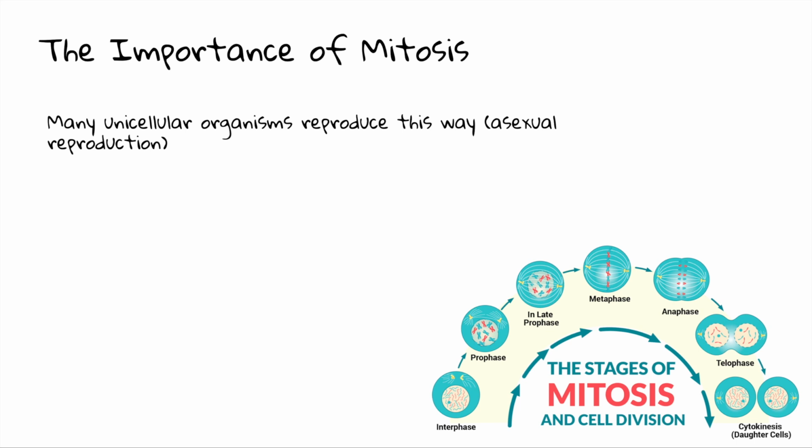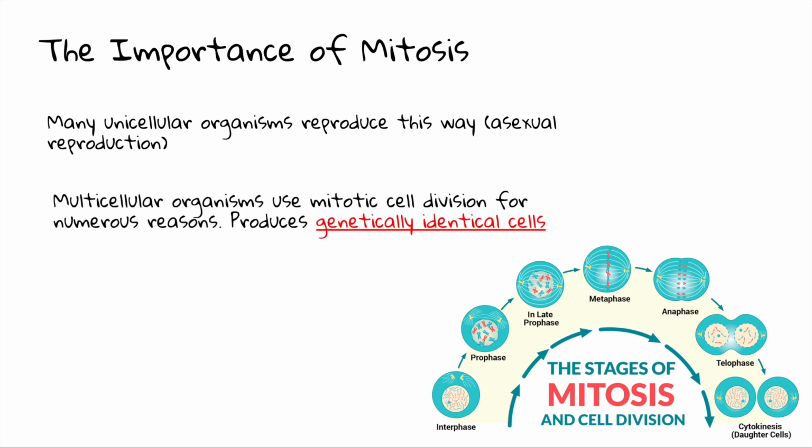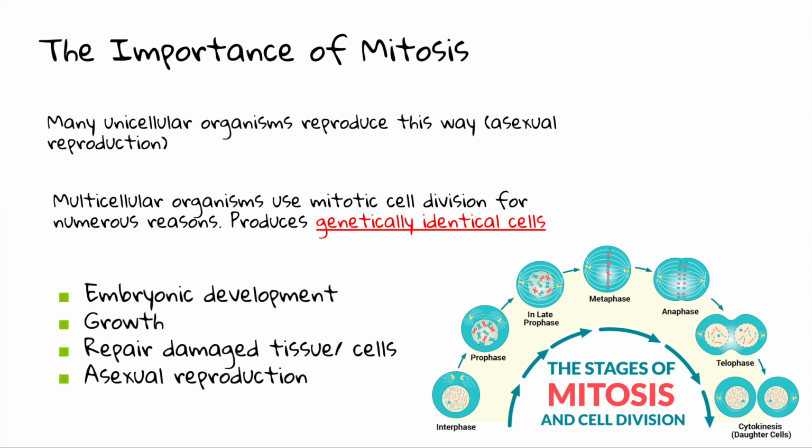The importance of mitosis. Many unicellular organisms reproduce this way. It is a form of asexual reproduction, and they use mitotic cell division for numerous reasons. For example, for embryonic development, for growth, the repair of damaged tissue or cells, and for asexual reproduction.